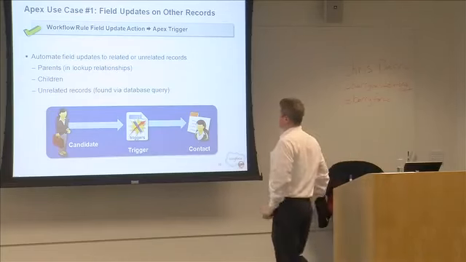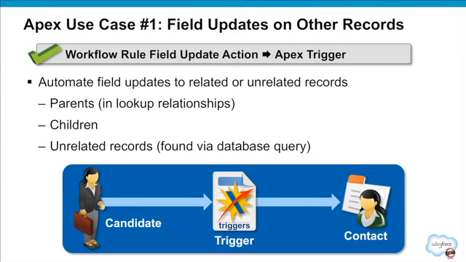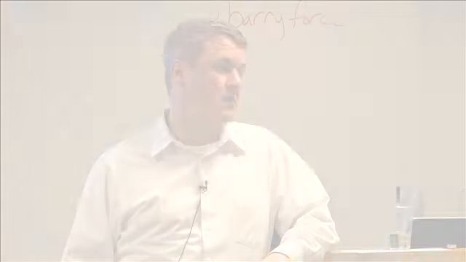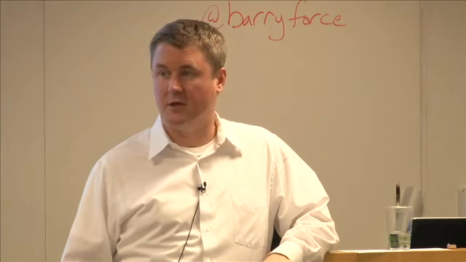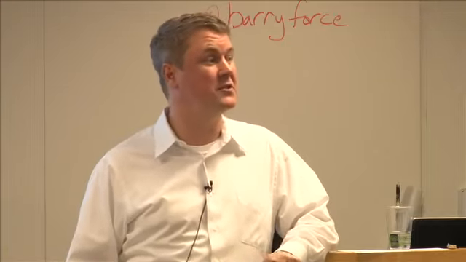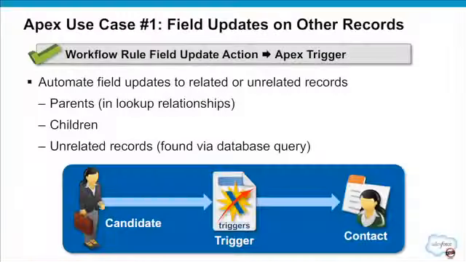All right, so here's use case number one. You want to do a field update, but you want to do it on other records. So if we're going to do a workflow rule and doing a field update, we can always operate on the current record, and if it's a detail in a master detail relationship, we can operate on the parent. But if it's a lookup relationship, or if we have children that we want to modify, or if we have some record that's not even associated via a relationship, we can use Apex to modify those records. Pretty common thing, modify children upon a change occurring to a parent.